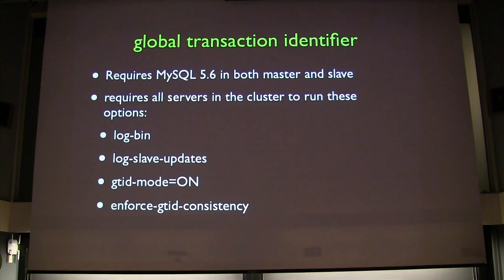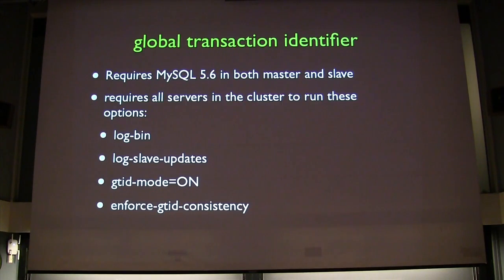This is a long task, and most of the times you can make mistakes. Instead, if you have global transaction identifiers, there is no problem because the transactions are identified by a single number that is the same across all the servers in the replication cluster. So if you have number 13 in the master, it will be number 13 in all the slaves. And if you have a hierarchical replication, it will be number 13 even if you have a slave of a slave.